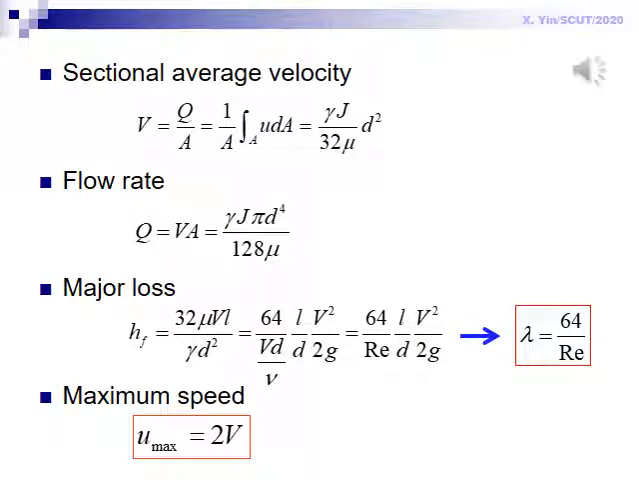Now that we have the velocity distribution, we can deduce the mean velocity as in the first line, flow rate in the second line, frictional head loss in the third line, and the maximum speed at the pipe center on the bottom line. Especially, we find that for laminar flow, the friction head loss coefficient lambda is equal to 64 divided by Reynolds number Re. So simple, so easy that we should keep it in our memory. This is the end of part 2 of the chapter.